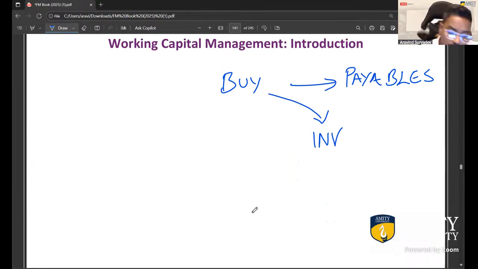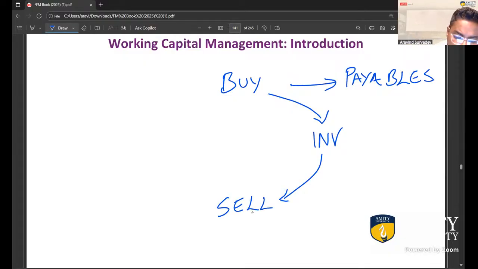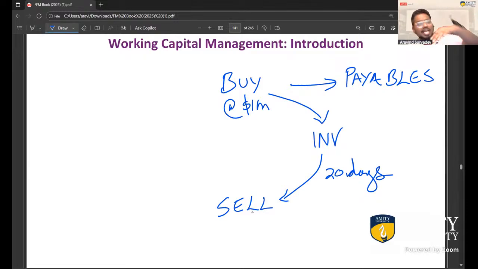Let's say it sits in your inventory for a few days before being sold, right? Let's say it sits for 20 days before it gets sold. Those 20 days, let's say you bought this at $1 million, some goods. You're planning to sell it at 1.5, no problem. That's the profit. So $1 million worth of inventory sits in your warehouse for 20 days.